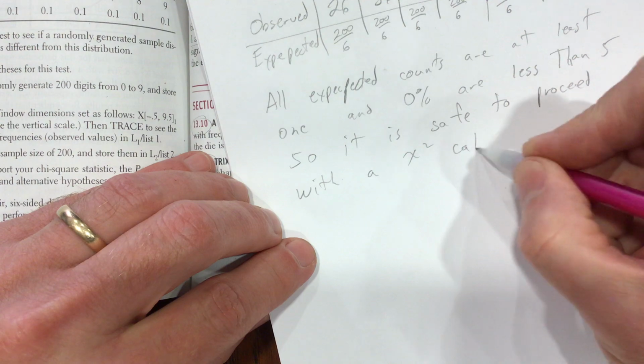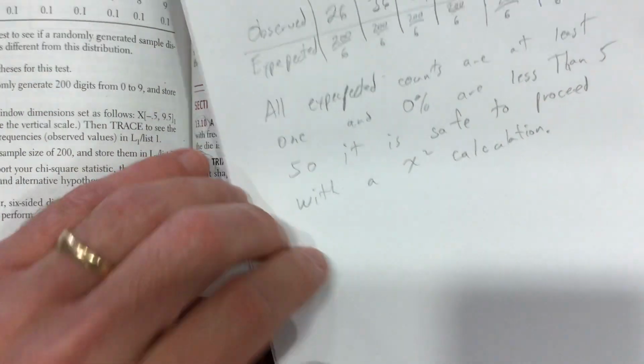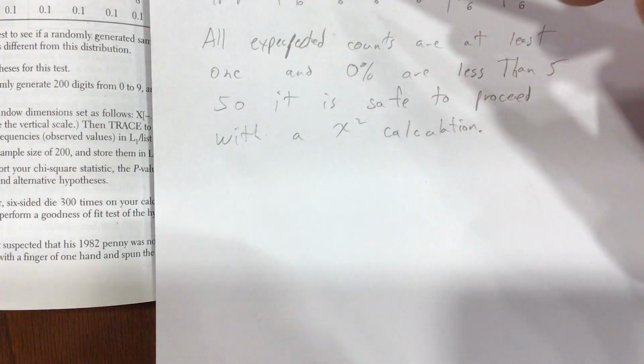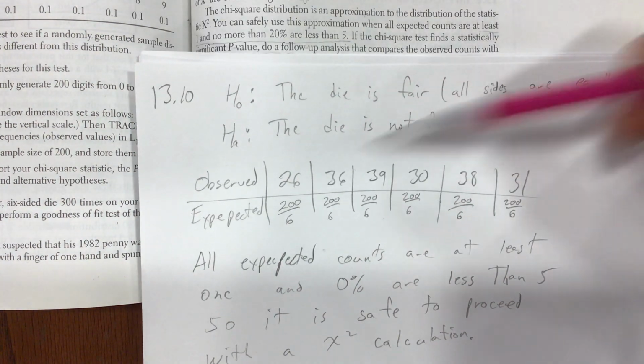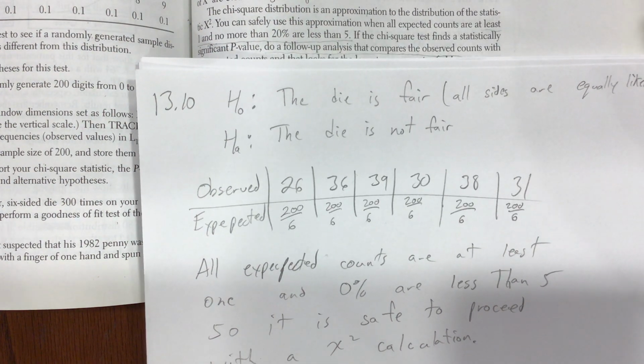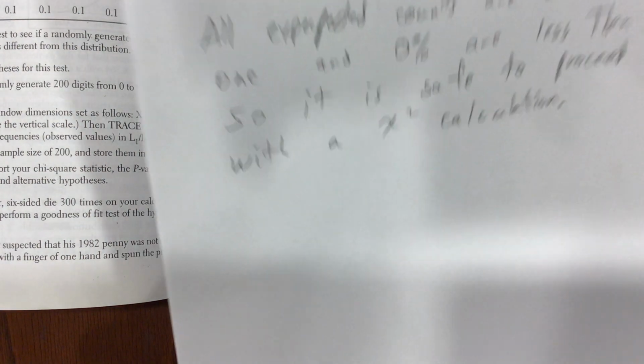With the chi-square calculation. And by the way, this is called a chi-square goodness of fit test. Lesson 13.2 will cover another chi-square test, the chi-square test for a two-way table, right? This is a goodness of fit. We just have one row of observed and then a row of expected, or one column of each. Next time we'll do it for a two-way table, so we'll have multiple rows and columns.